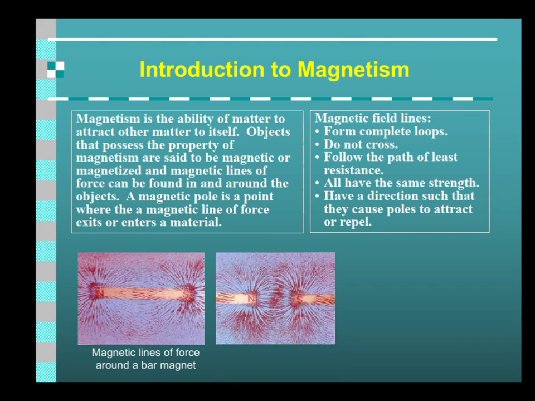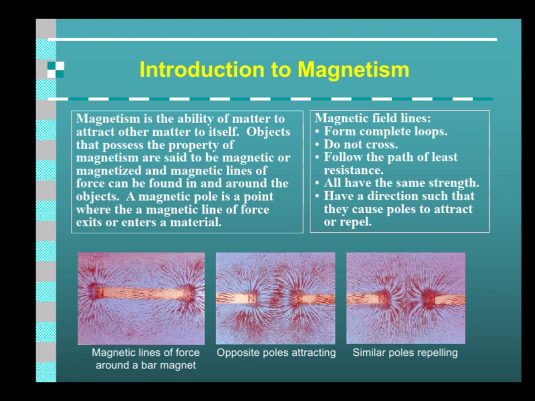Before going into the topic, we must know what is magnetism. Magnetism is the ability of matter to attract other matter to itself. Objects that possess the property of magnetism are said to be magnetic or magnetized, and the magnetic lines of force can be found in and around the objects. A magnetic pole is a point where the magnetic line of force exits or enters a material. Seeing the below images, you can know how the magnetic field lines are moving around the bar.